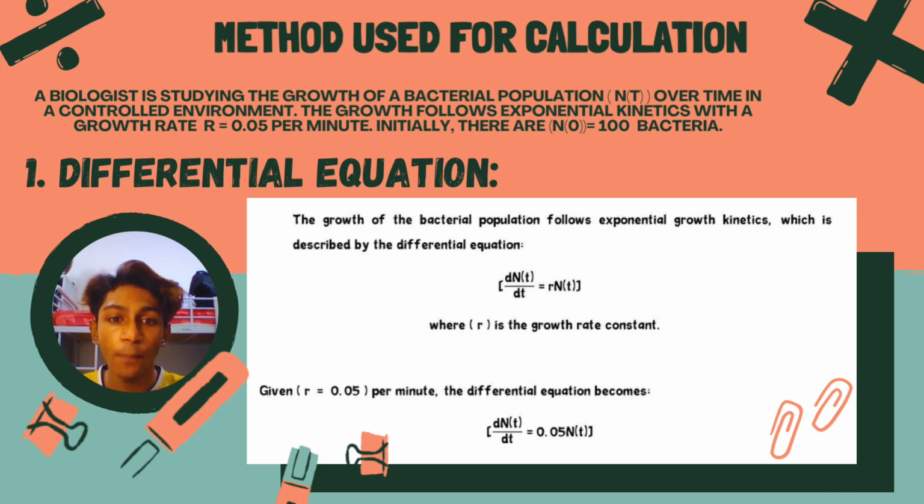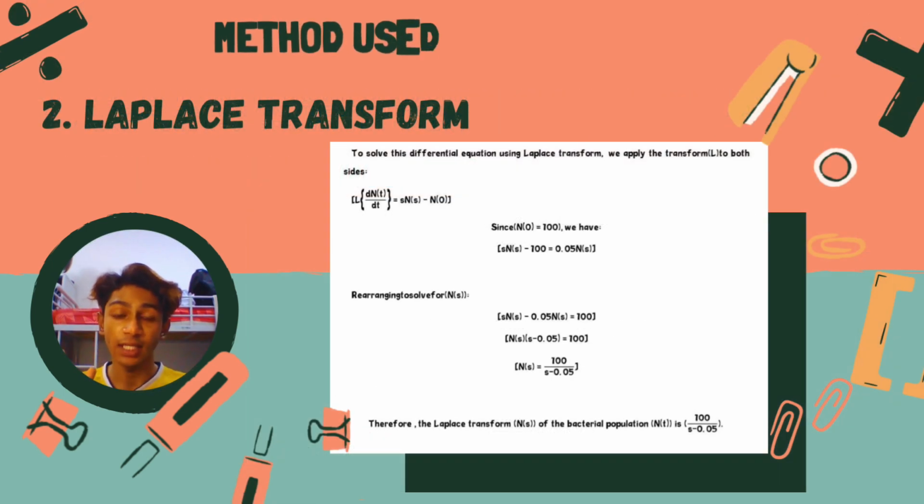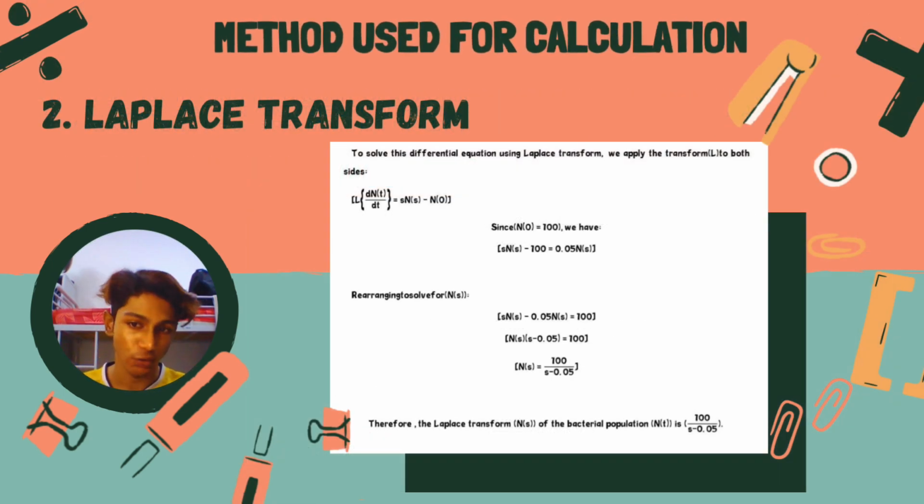The growth of the bacterial population follows exponential growth kinetics, which is described by the differential equation dN(t)/dt equals r N(t), where r is the growth rate constant. Given r equals 0.05 per minute, the differential equation becomes dN(t)/dt equals 0.05 N(t). So the second method involved in the calculation is the Laplace transform.